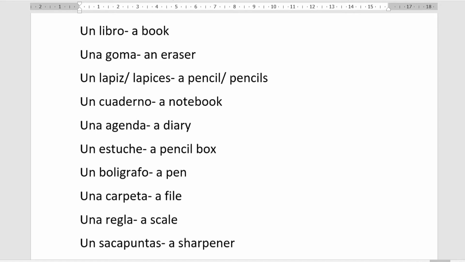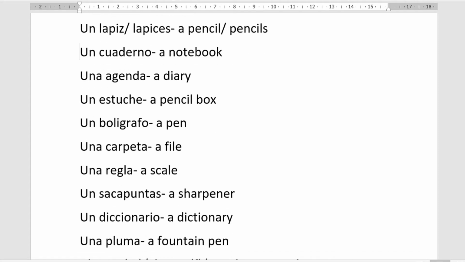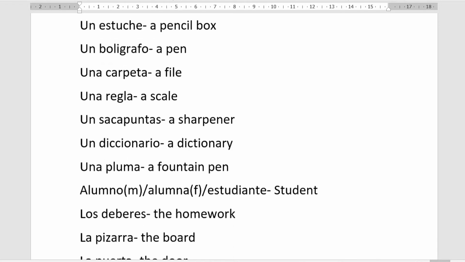Scale is called regla. Another trick over here to learn scale is, with a scale you draw a straight line, which is a regular line, hence regla. Sharpener, sacapuntas. Dictionary, diccionario. Fountain pen, pluma. Student is called alumno or alumna or estudiante. Homework is called deberes.